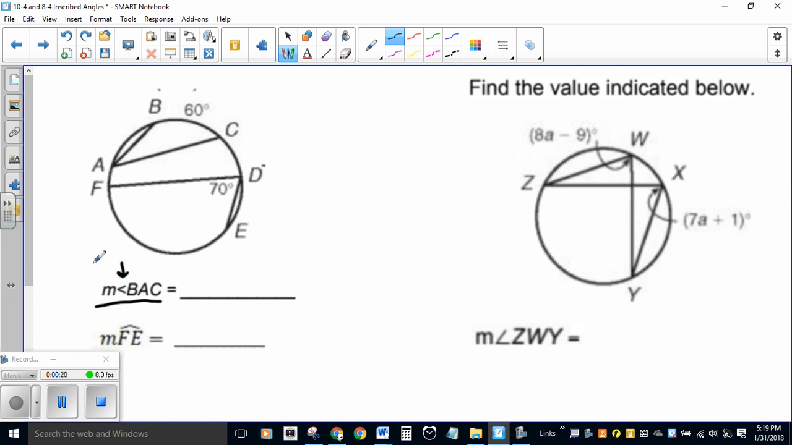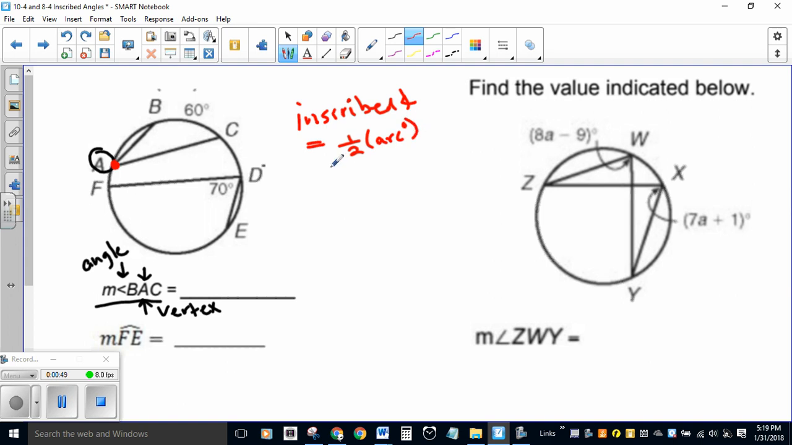Remember, that's the angle symbol, angle BAC. Now, remember, the letter in the middle tells us where the vertex is located. So A is in the middle, so therefore A is the vertex. And if you notice, the vertex is on the circle, so we call that an inscribed angle. And we said that an inscribed angle is equal to half of the arc measure, or we can say the arc divided by 2.